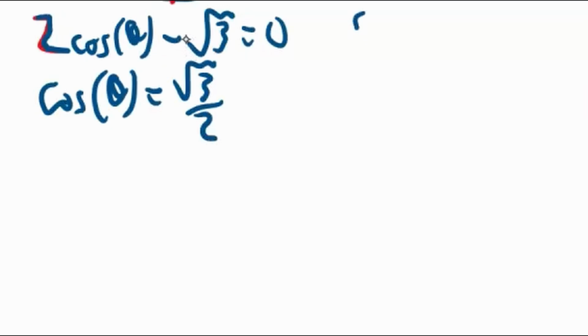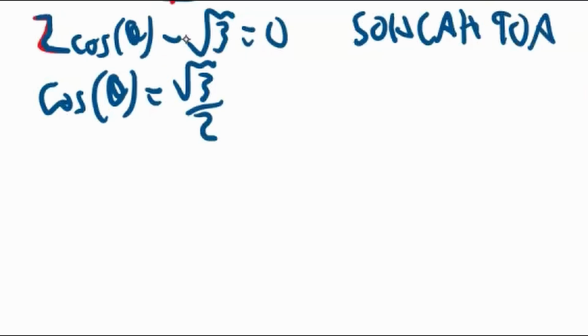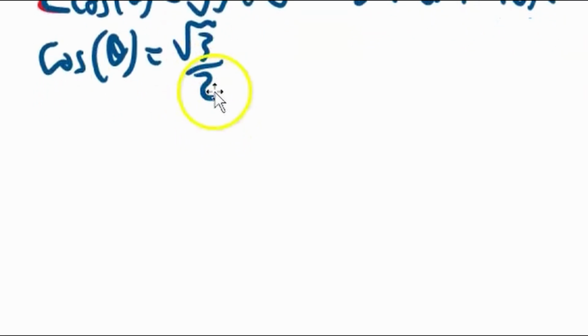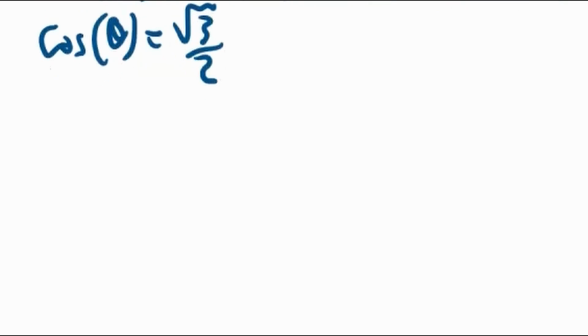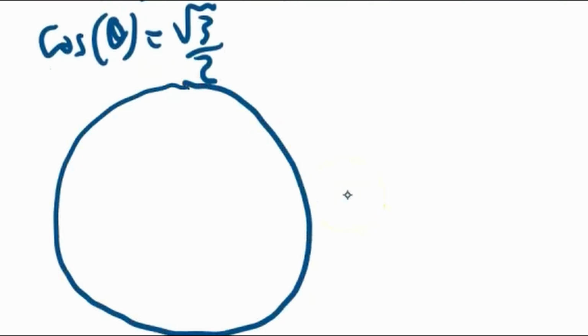Now remember Sohcahtoa? Cosine equals the adjacent over the hypotenuse. Well, it looks like root 3 is the adjacent and 2 is the hypotenuse. And you could work it that way. There's nothing really wrong with that. But I like to relate things to a unit circle, and a unit circle has a radius of 1, or a hypotenuse of 1. The hypotenuse is always 1.